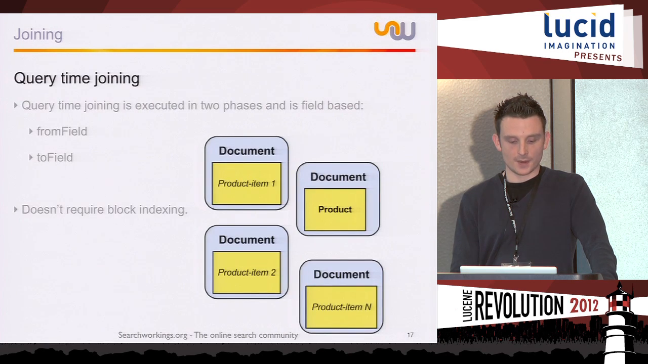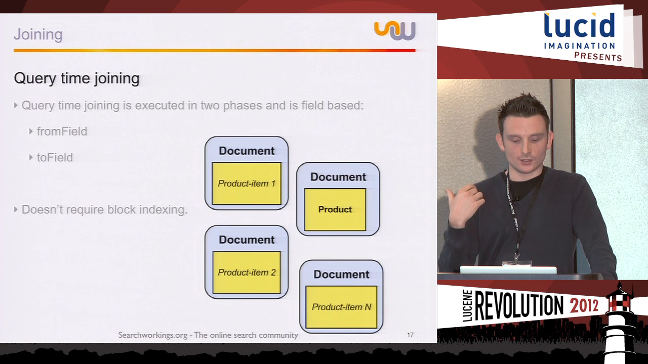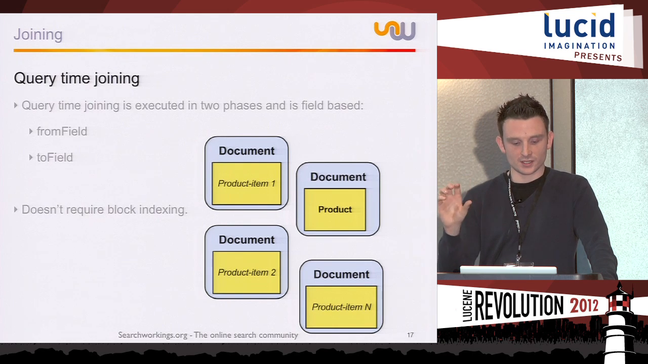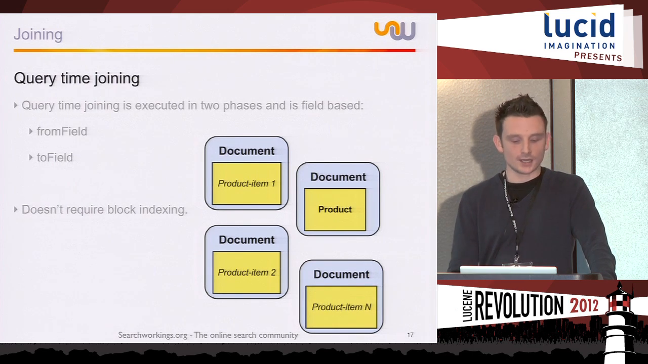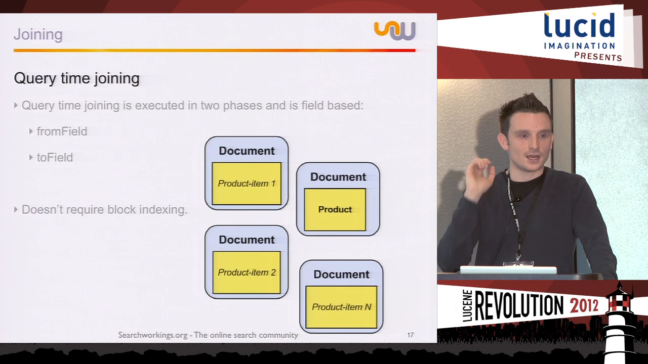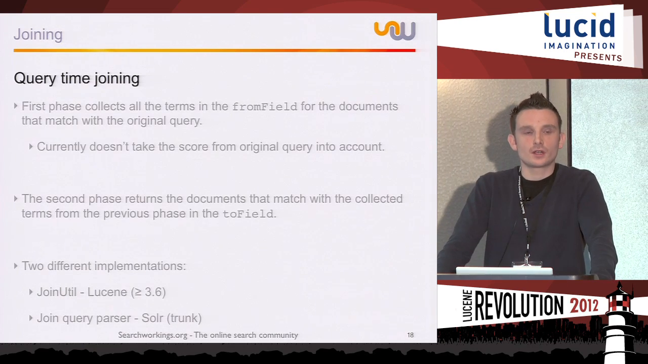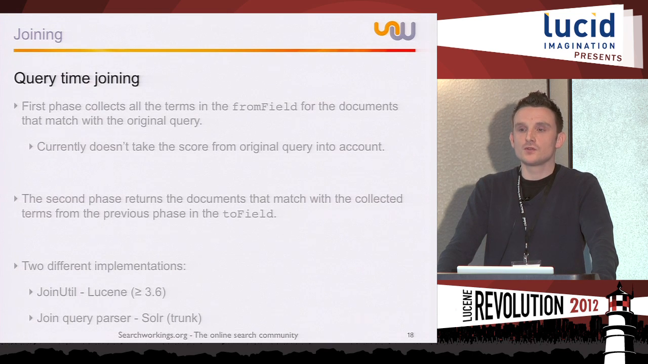Query time joining. Basically, you join based on two options, a from and a to field, and the query is executed in two phases. It doesn't require block indexing, so you can just use the normal IndexWriter addDocument method, and you can add it in any particular segment of your index. It doesn't matter where the documents are in the index. So how does it actually work? The query time join is executed in two phases.